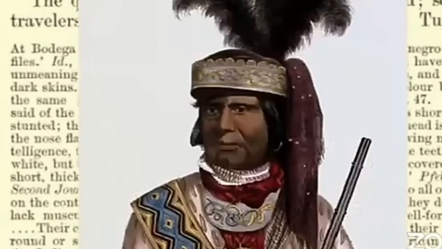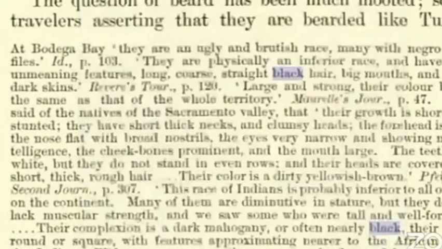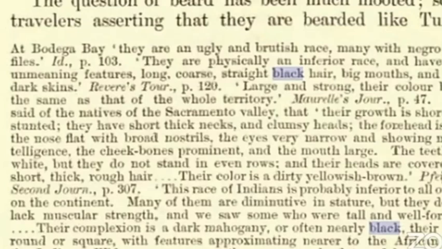Revere's Tour, page 120. Large and strong, their color being the same as that of the whole territory. Morrill's Journal, page 47. It is said of the natives of the Sacramento Valley that their growth is short and stunted. They have short, thick necks and clumsy heads. The forehead is low, the nose flat with broad nostrils, the eyes very narrow and showing no intelligence, according to them, right? The cheekbones prominent and the mouth large.